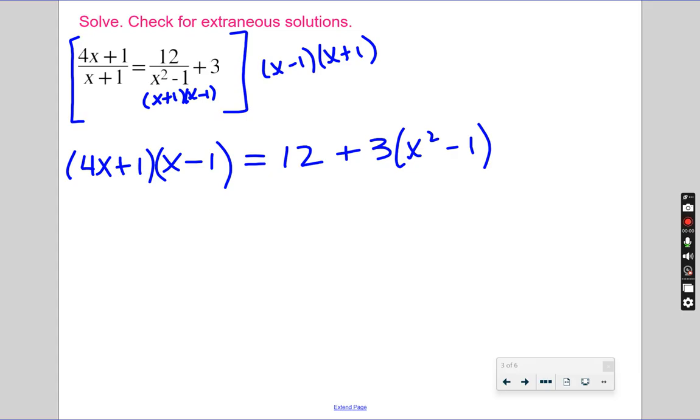Save yourself a step. Okay, now we've got to start multiplying everything out. 4x squared, let's see, minus 4x plus 1x would be minus 3x. Minus 1. Distribute the 3.